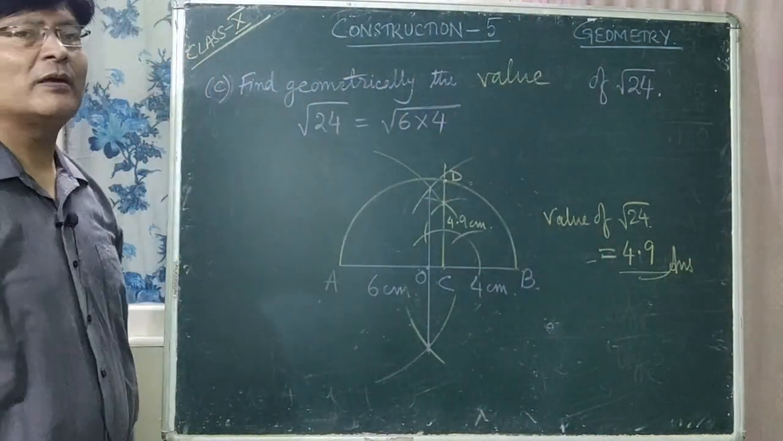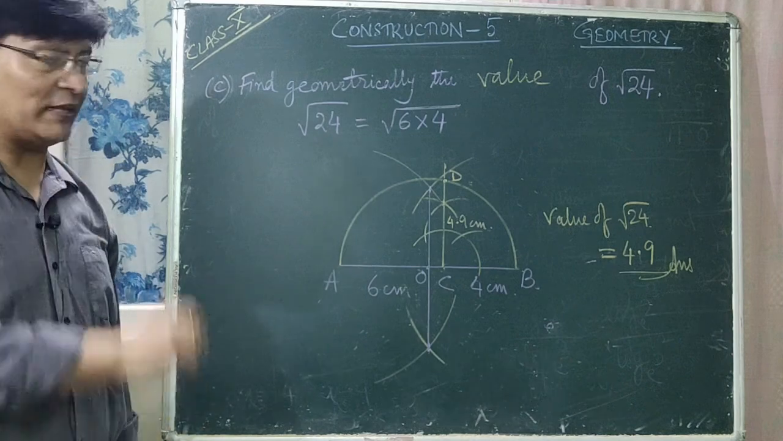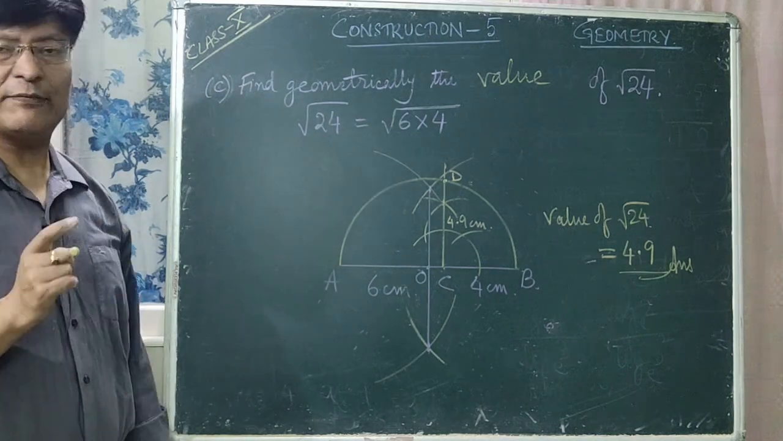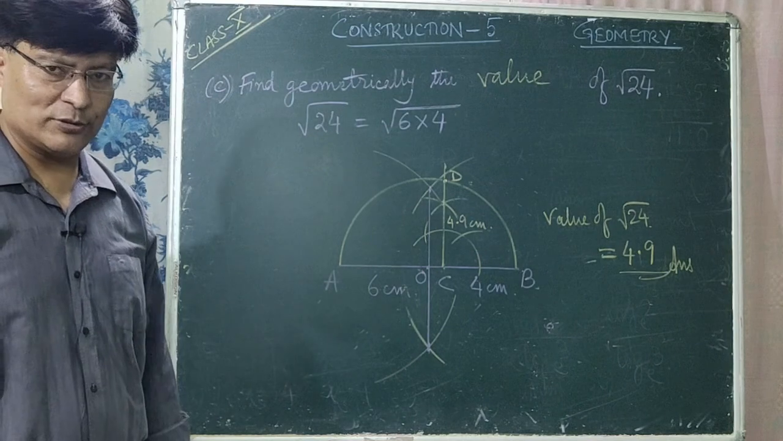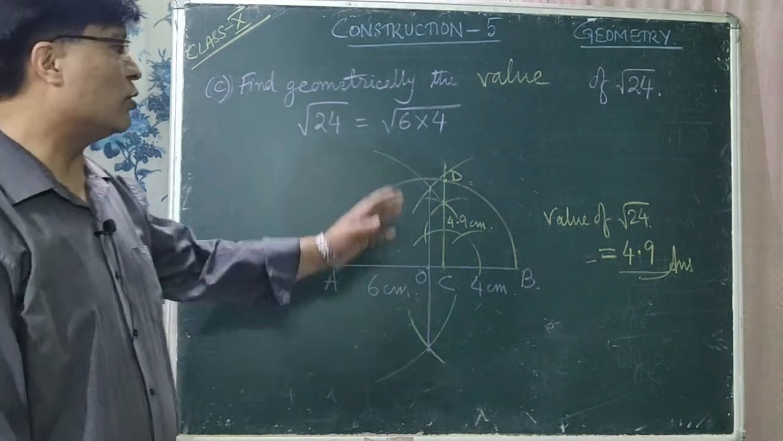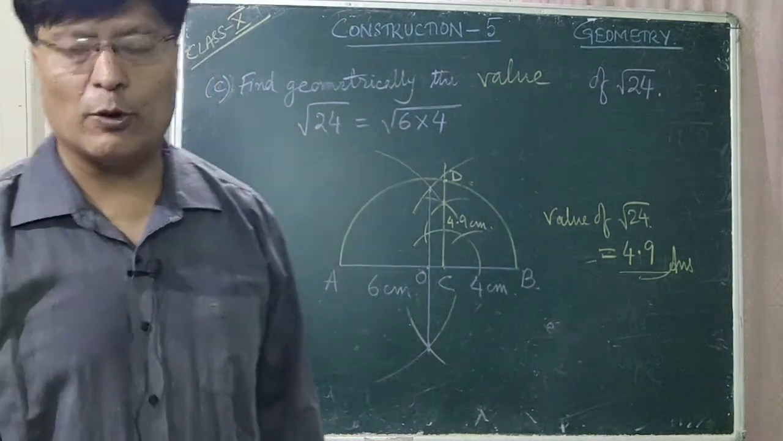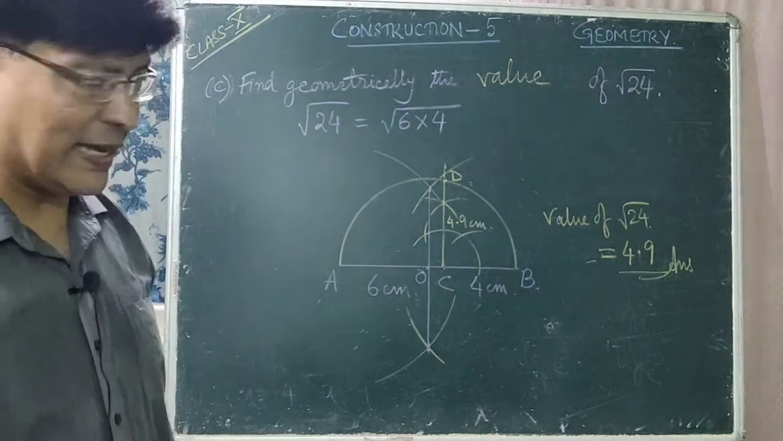Because square root of 25 will be 5, but you can't get 5 out here. You may get 4.8 also. Is that clear to all of you? So what is the value of root over 24? It is 4.9. That is the answer.